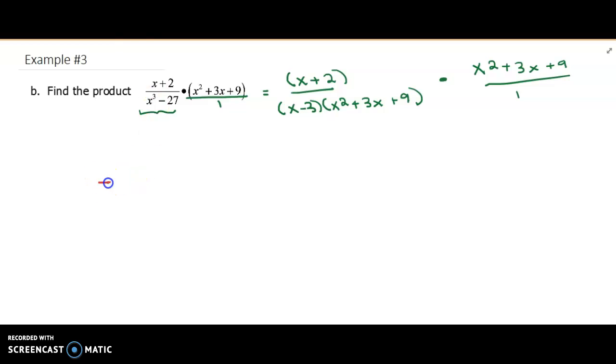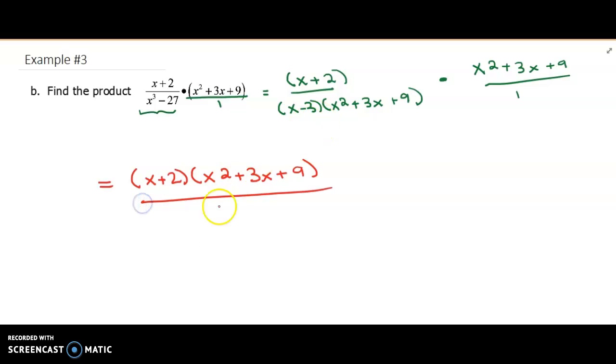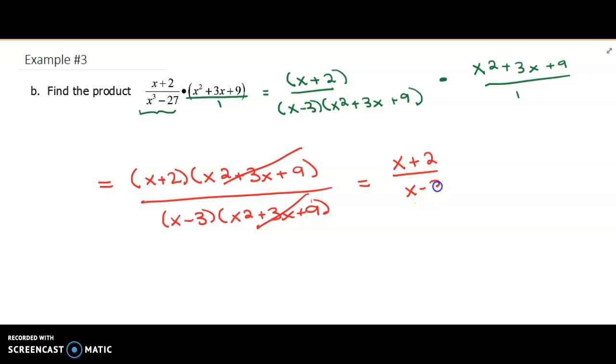Okay, if I put it all together, I have x plus 2 times x squared plus 3x plus 9 over x minus 3, x squared plus 3x plus 9, and then just times 1, which we don't have to worry about. So here and here, these go away. So I'm left with x plus 2 over x minus 3. Now I have to take care of my domain. So I have that x cannot equal 3.